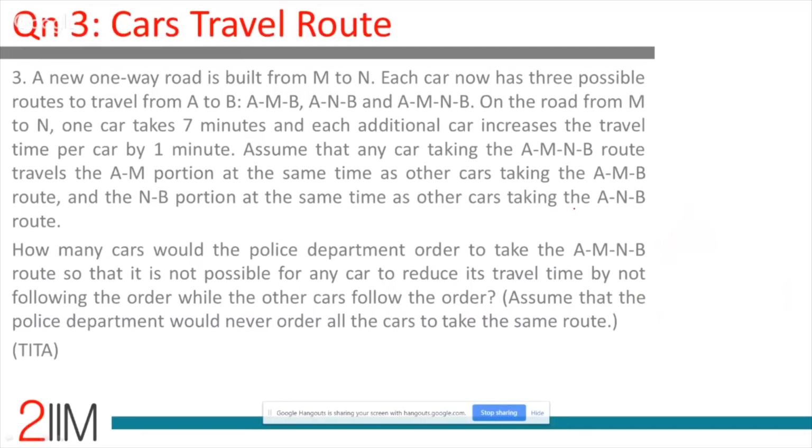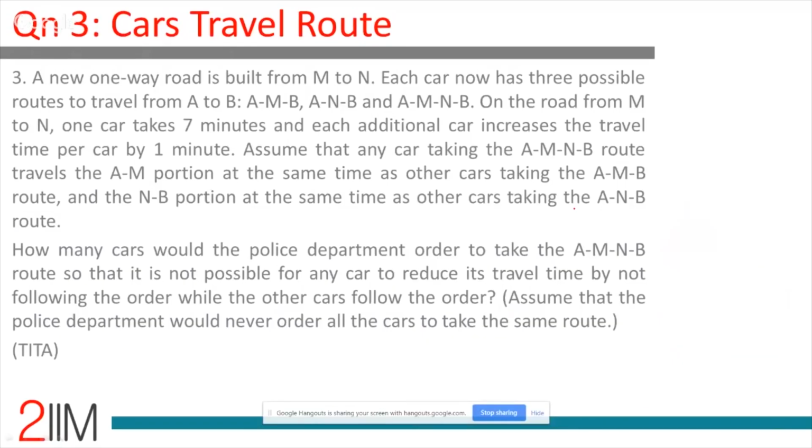M to N, one car takes 7 minutes, and each additional car increases the travel time per car by 1 minute. Now, we know this language. 7 plus 1. Assume that any car taking AMB or AMNB travels the AM portion at the same time as the other cars taking the AM route. Like 2 cars start from A, one goes by MB, other goes as MN and B. Both of them are going to pay the penalty for the AM leg. That's what he's saying. So AMB, AMNB, you can't say they're two different cars starting slightly one after the other, congestion price won't be there, none of that. If AMB and AMNB are there, then the congestion is there.